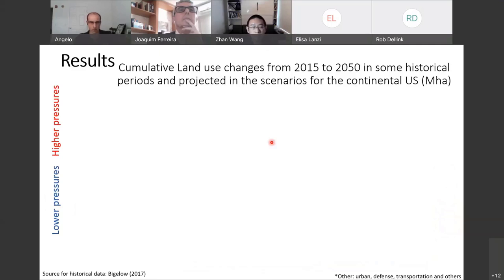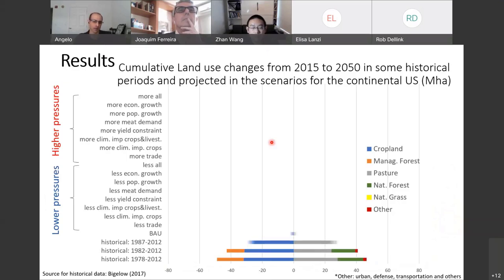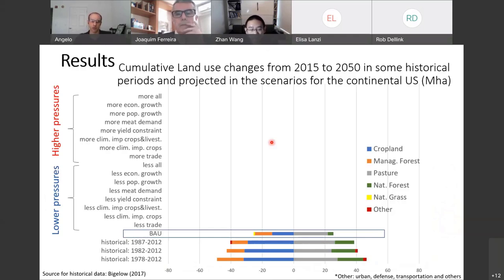So what we get as a result from this approach, if we look at the historical land use patterns in the US, this historical pattern from 1978 to today, is a slight increase in pasture areas and in natural forest areas, and a decrease in managed forest and in cropland. So we see a lot of substitution from crop to pasture. It's what's happening in the historical period in the US. Our business as usual scenario is just reproducing that, since we parameterize the model to behave based on the elasticities we calculated in the past.